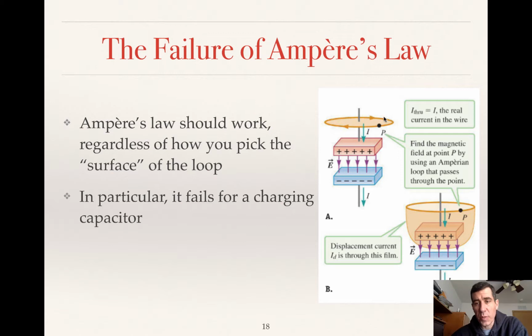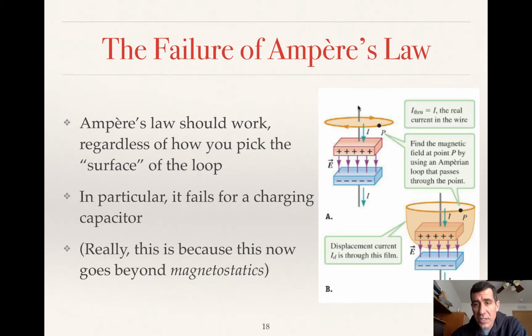In principle we could do that, and what we would find, with the surface we took, the little light orange one here, is that there's a current I, a real current, going through the wire. But the problem is it shouldn't actually matter how we choose the area for this loop. For example, we could have just as easily, here's the same exact Amperian loop, but now the area bulges down until it goes through the center of this capacitor.